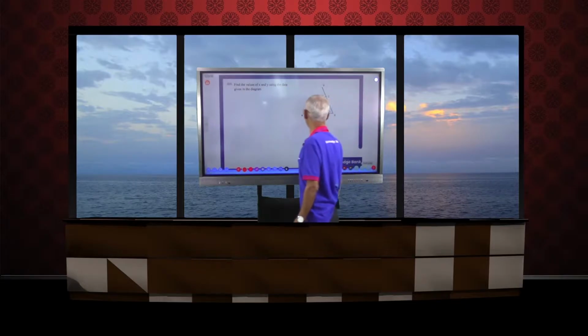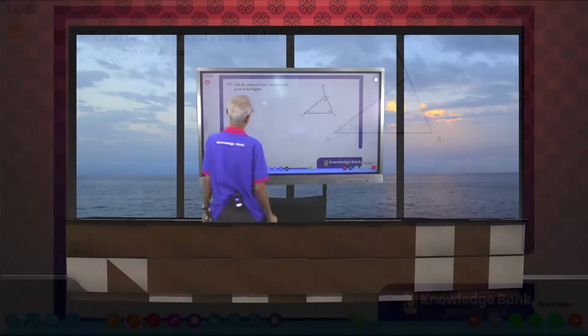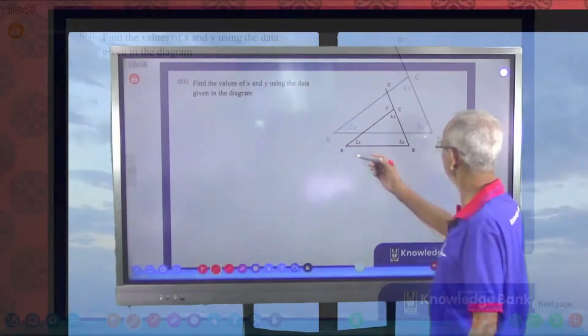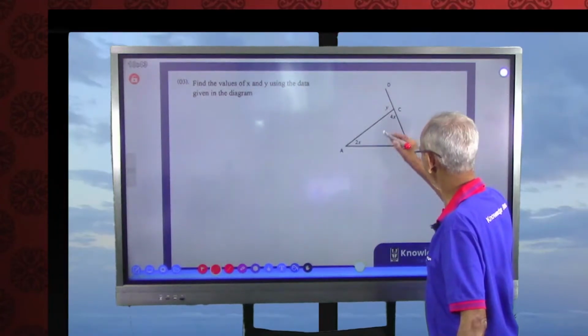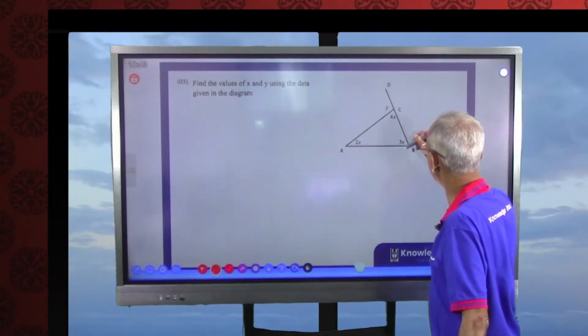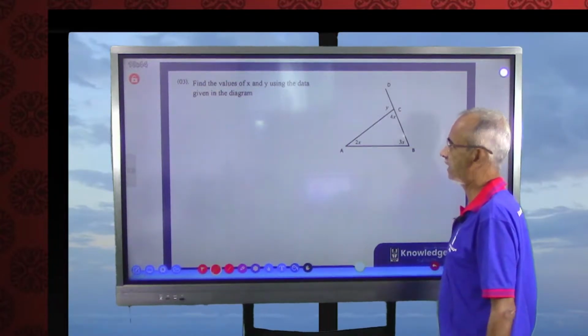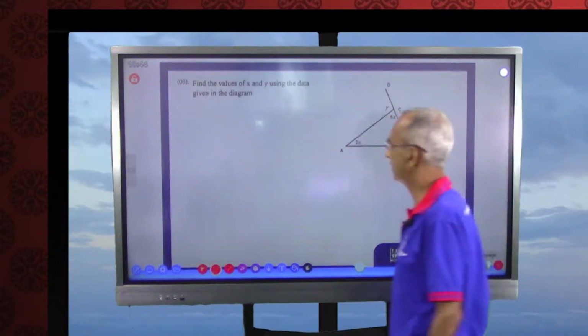Third question. Here you have been given a triangle. Find the values of x and y using the data given in the diagram. First, let's look at the diagram. A, B, C: you have been given the 3 angles, 2x, 4x, and here it is 3x, and angle ACD is y. What we have to find is x and y.